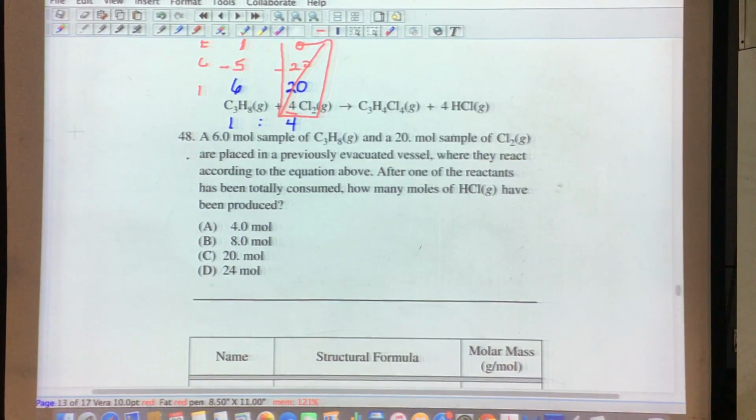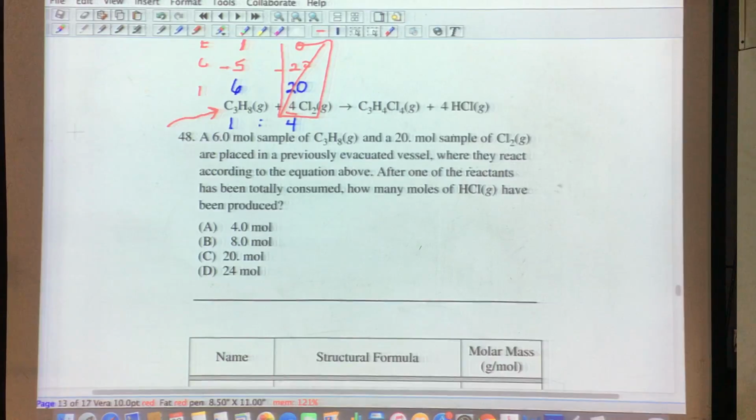Now, why did I have to do that? I had to figure out who my limiting reagent was before I started the problem, because if I picked C3H8 to do the stoichiometry problem, I would overestimate the product. Maybe you guys would have seen that faster than me doing this. Again, I'm showing you every piece of this. Okay, are placed in a previously evacuated vessel.